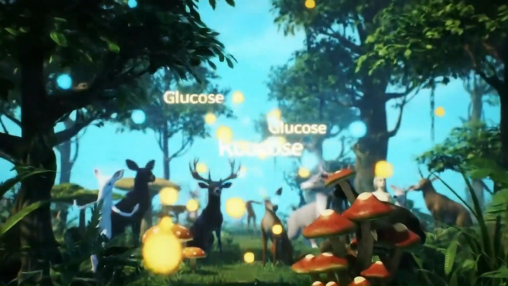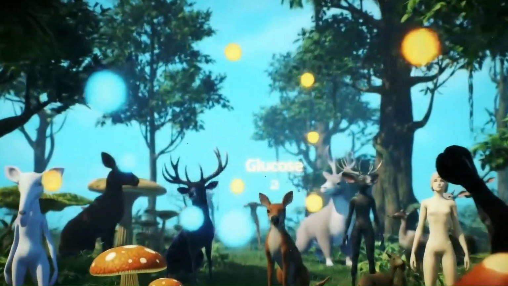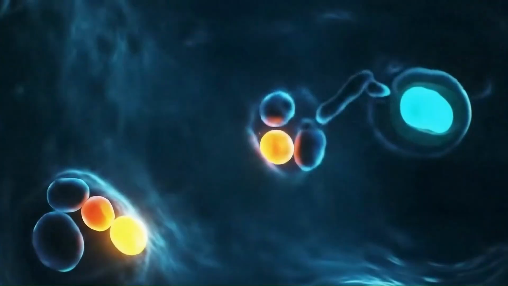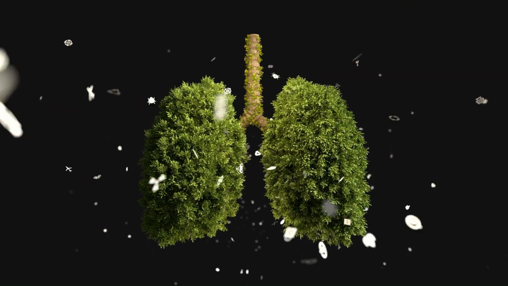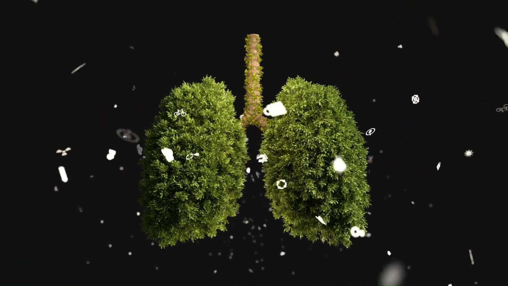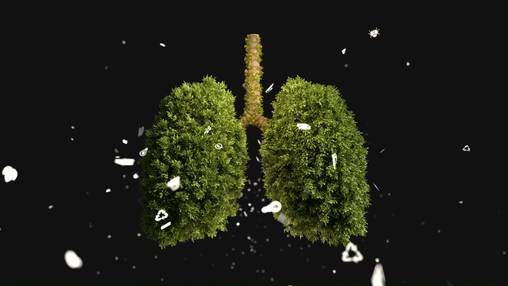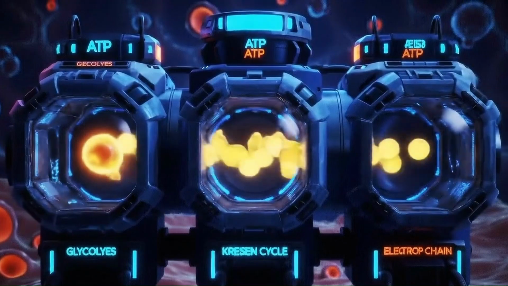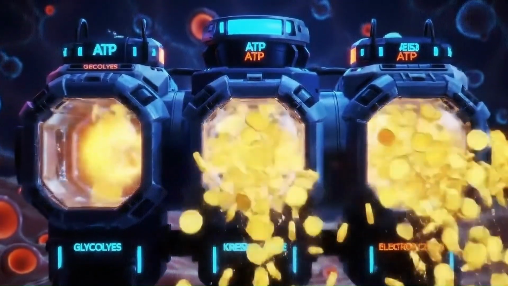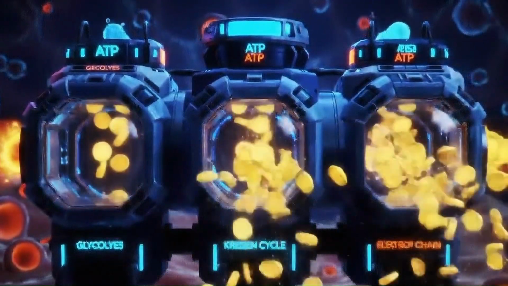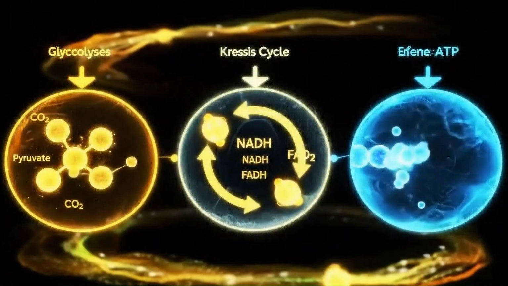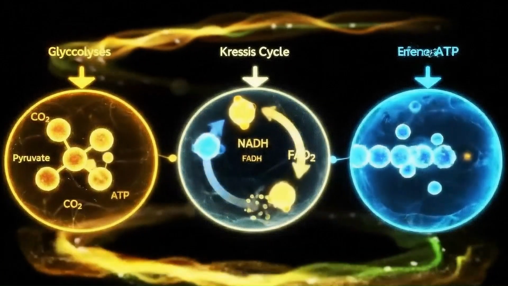The glucose and oxygen produced by plants don't stay in plants alone. Animals, fungi, and even the plants themselves rely on these molecules for energy. The process that extracts this energy is called cellular respiration. Cellular respiration is like a high-efficiency engine extracting the maximum energy from glucose. It happens in three main stages.